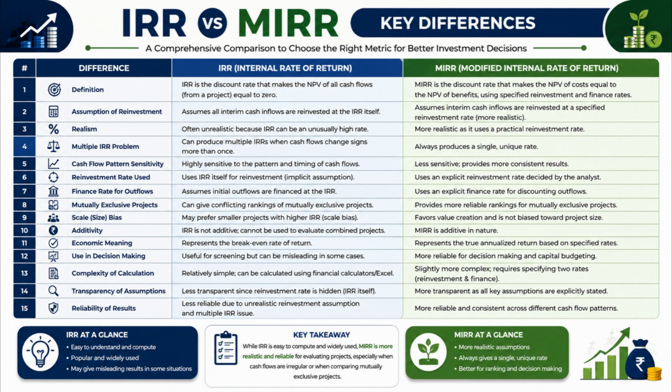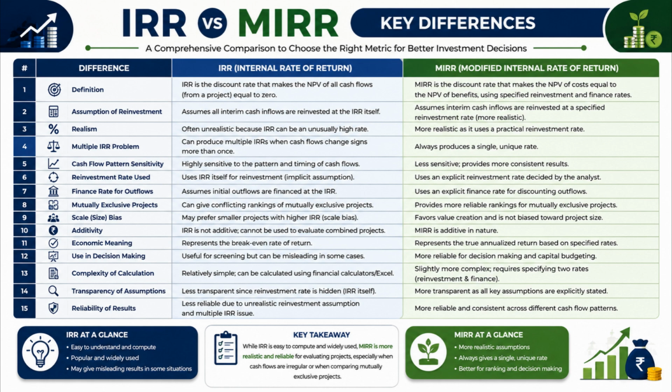Number 6. IRR uses its own calculated rate as the reinvestment rate, whereas MIRR uses an explicit reinvestment rate selected by the analyst. Number 7. IRR assumes project outflows are financed at the IRR itself, whereas MIRR uses a specified finance rate for discounting cash outflows. Number 8. IRR may provide conflicting rankings when comparing mutually exclusive projects, whereas MIRR offers more reliable project rankings.